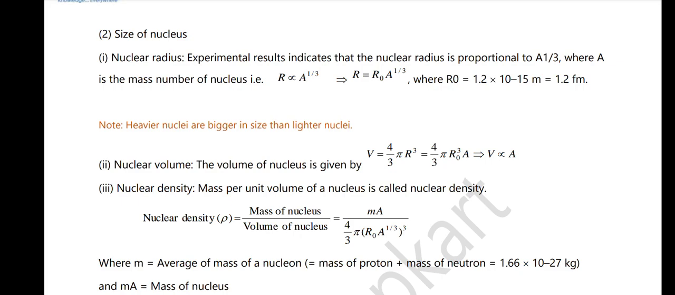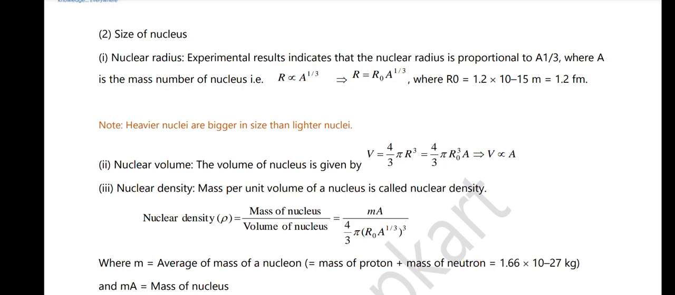Okay, the experiment they have done gave the result that the nuclear radius is proportional to A to the power 1 by 3, where A is the mass number of that nucleus. Also note that heavier nuclei are bigger in size than lighter nuclei. So heavier nuclei are bigger in size than lighter nuclei.